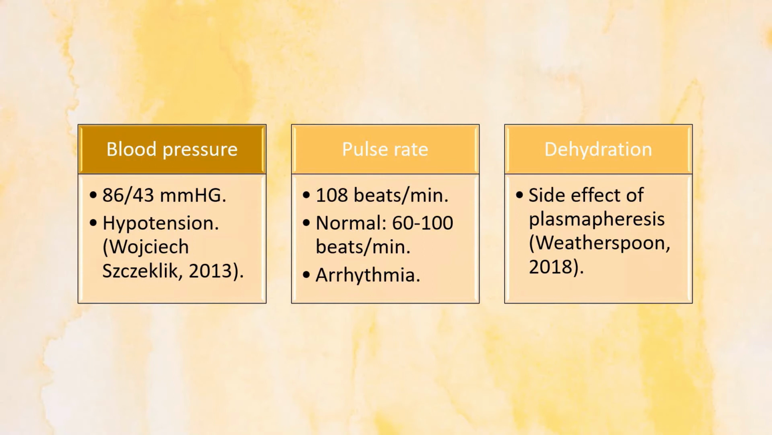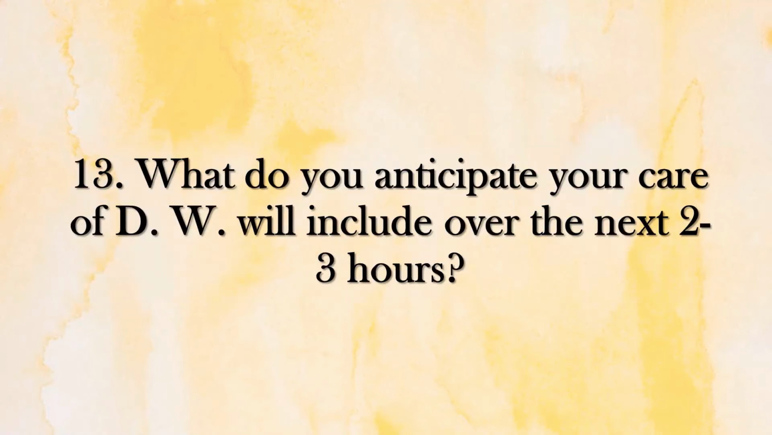Hypotension is usually accompanied by significant changes in the pulse rate, which is 108 beats per minute. This will cause arrhythmias to occur, where the heart can beat too fast or too slow with irregular rhythm. Plasma contains a lot of water. For that reason, some people may experience dehydration after donating plasma or plasmapheresis. Dehydration is not usually severe.